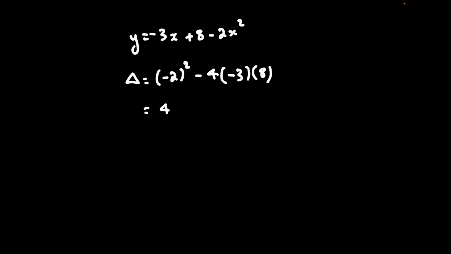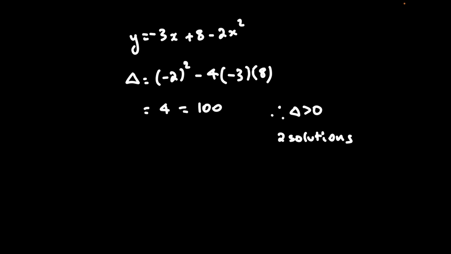Minus 2 squared is 4. Minus 4 times minus 3 is 12, times 8, which is 96. So 4 plus 96 is the same as 100. Say it with me, discriminant is more than 0, therefore there are two solutions.